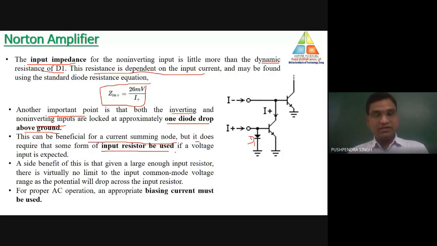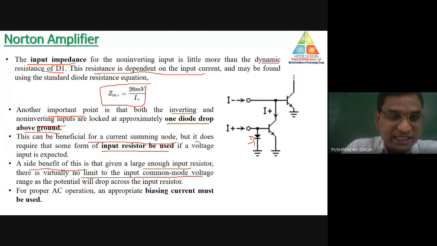So whenever you are interested in the voltage, you need to connect some amount of input resistance. In problems also, we need to calculate how much resistance can be used for the proper operation of the circuit, or for a particular operation how much resistance can be connected. A side benefit of this is that with a large enough input resistance, there is virtually no limit to the input common mode voltage range, and the potential will drop across this input resistance.